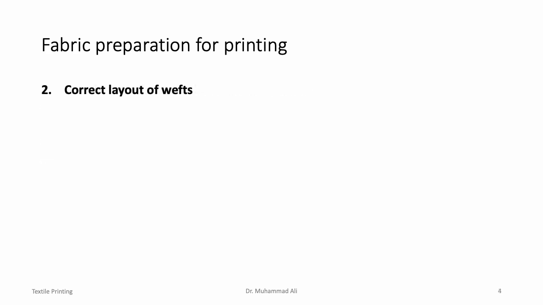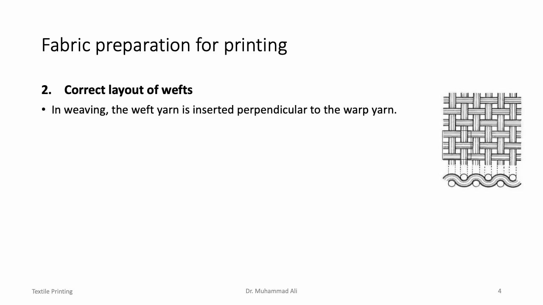The second requirement that needs to be fulfilled when we are preparing a fabric for printing is to ensure that the layout of the weft threads is correct. Let's have a look at this. When a fabric is woven, for example, the weft yarns are inserted exactly perpendicular to the warp yarns as shown in the image here.